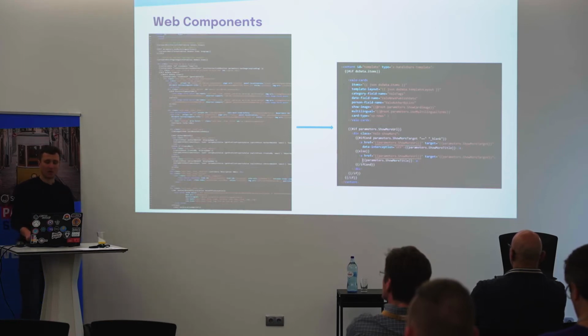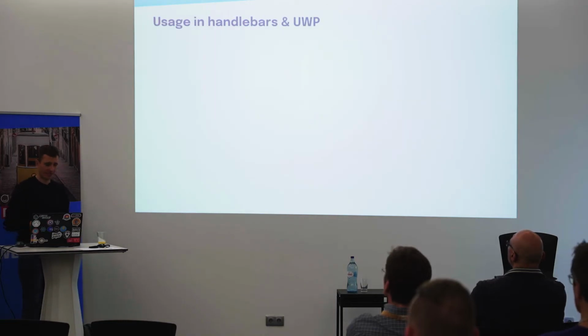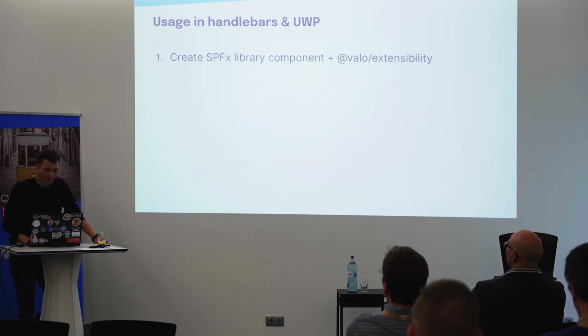Okay, so what is needed then to create our own web component and register it to be used in the universal web part or PnP's modern search web part? First of all, we need to create a library component, an SPFx library component. Doing that is with the Yeoman generator. You use the Microsoft Yeoman generator to scaffold the project. You pick the library component, and we are done.